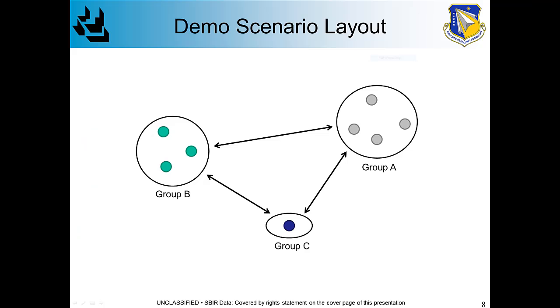In this demo scenario, our 8 subscribers are in 3 groups as shown here. Group A and Group B need a voice bridge between each other, and both groups require a voice bridge to Group C. Note that Group C only has one member and, as we'll see in a moment, that one member is in a particularly difficult terrain location.